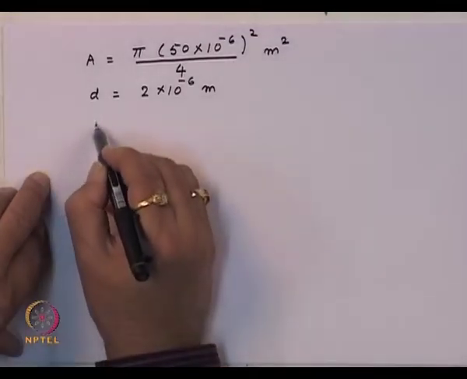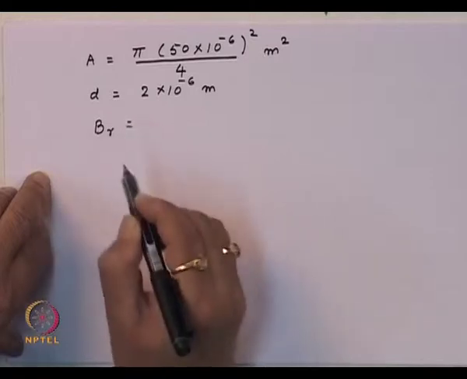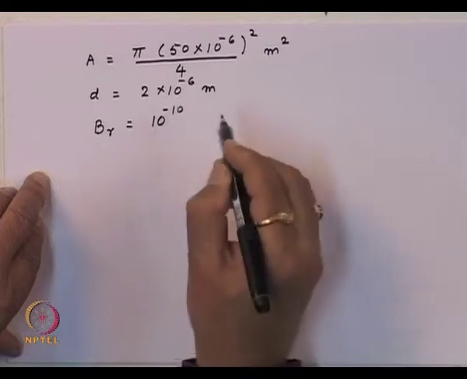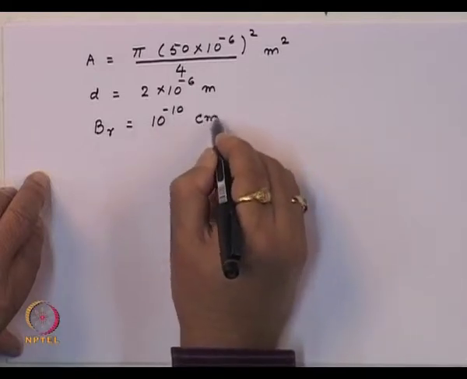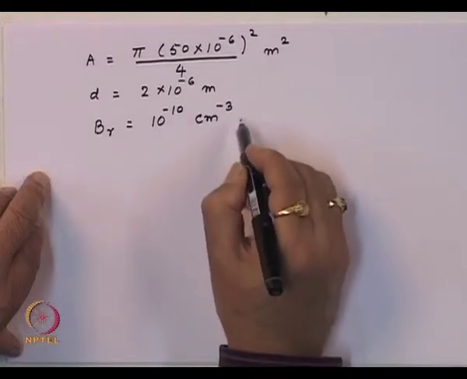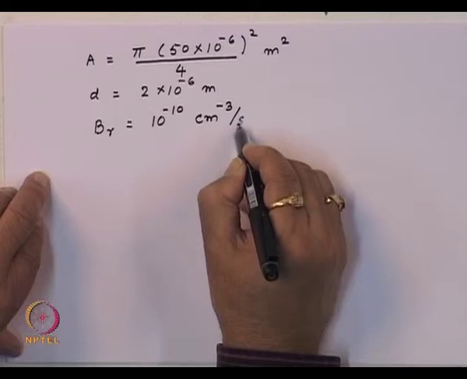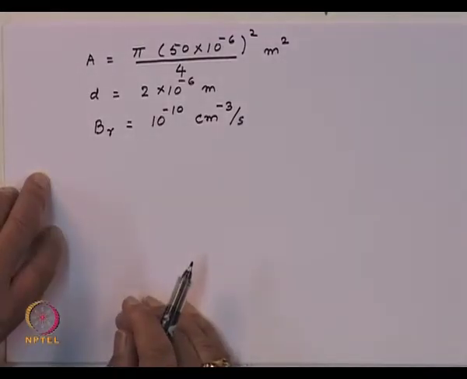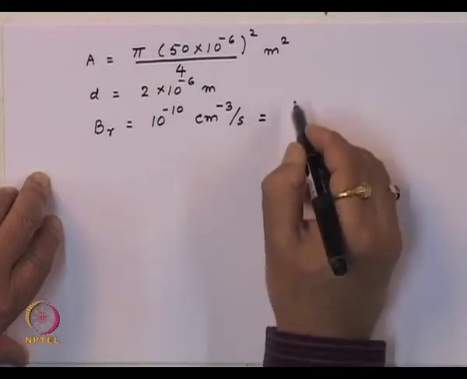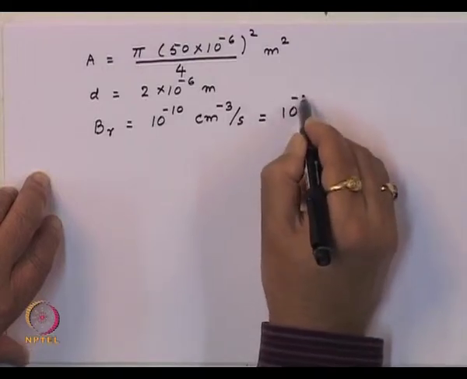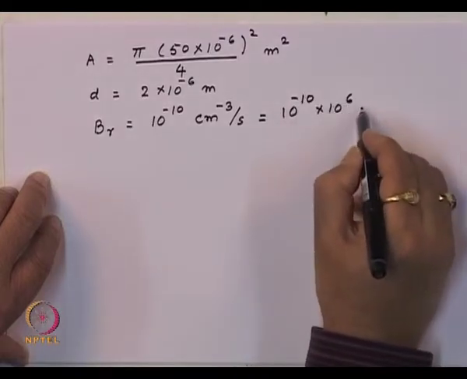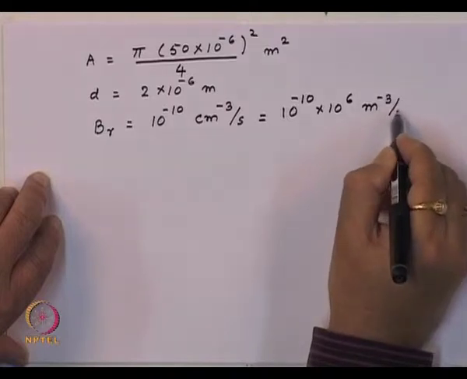And Br is a quantity which is given, the recombination constant, that is 10 to the power minus 10 centimeter cube per second. So, this will be equal to 10 to the power minus 10 into 10 to the power minus 6 meter cube per second.